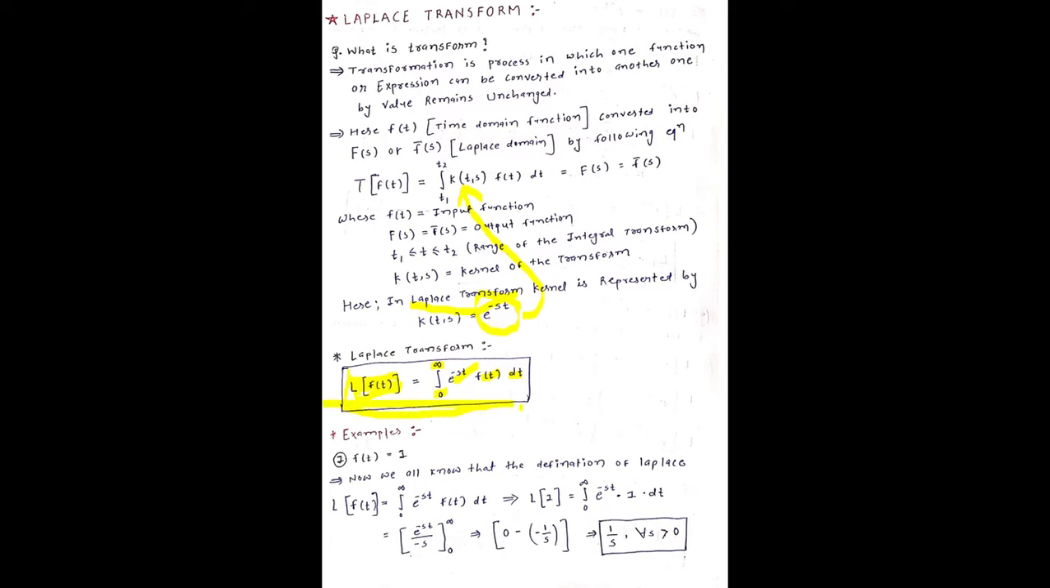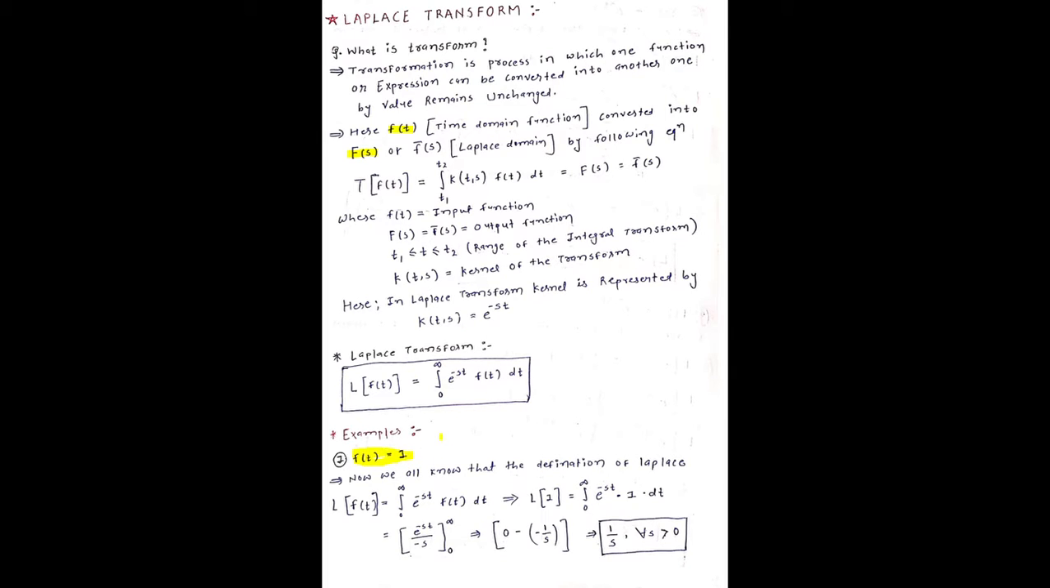Now हम कुछ स्टैंडर्ड एग्जांपल देखते हैं. What is the example? Right, so f of t is equal to 1. Here f of t is equal to 1. So we need to convert this f of t is equal to 1 into the Laplace domain. Here f of t is the time domain and f of s is the Laplace domain. So s domain means Laplace domain. So हमको f of t is equal to 1 को Laplace domain में convert करना है.